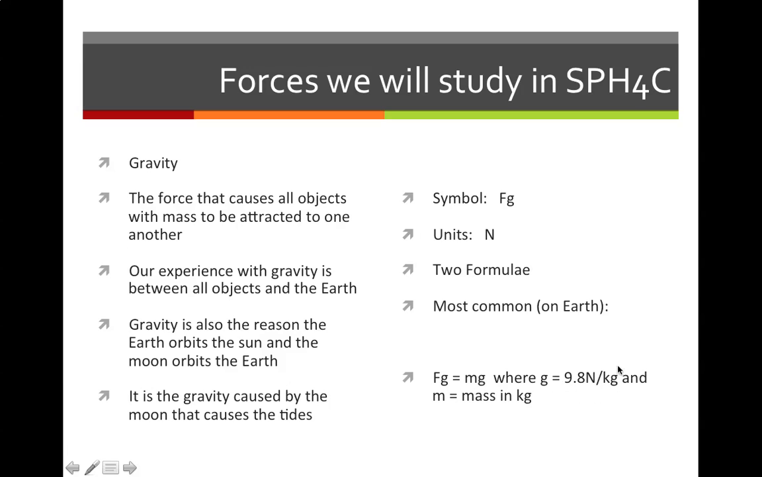Notice this is just like our acceleration due to gravity. So this g is only valid on the surface of the Earth. If you're anywhere else in the universe, 9.8 is just not the number.